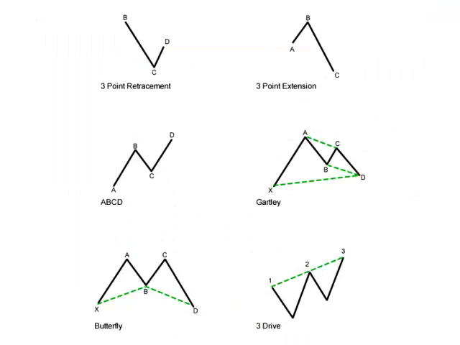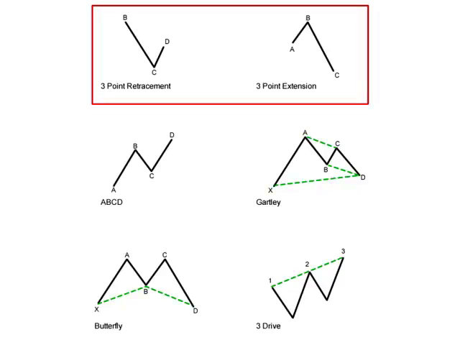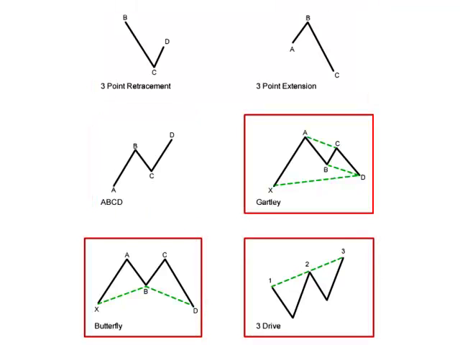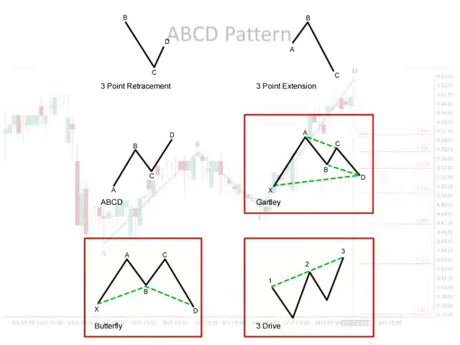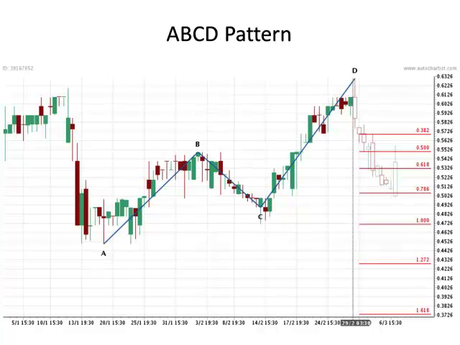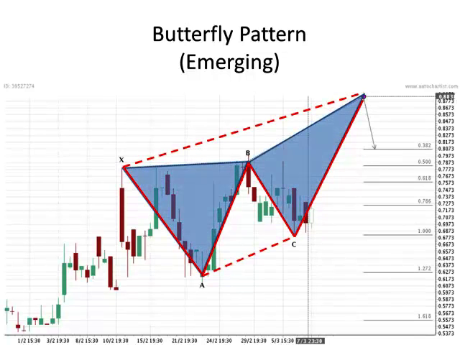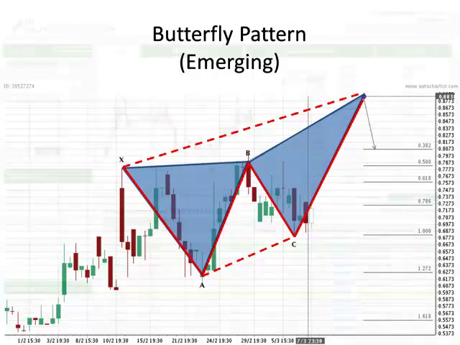Let's take a look now at emerging Fibonacci patterns. There are three main groups of Fibonacci patterns. We have 3-point patterns like retracements and extensions, 4-point patterns, the ABCDs, and 5-point patterns like Gartleys, butterflies, and 3 drives. As we have mentioned in the video on Fibonacci patterns, all 3-point retracements are emerging 4-point ABCDs, and many 4-point ABCDs are also emerging 5-point Gartleys or butterflies.